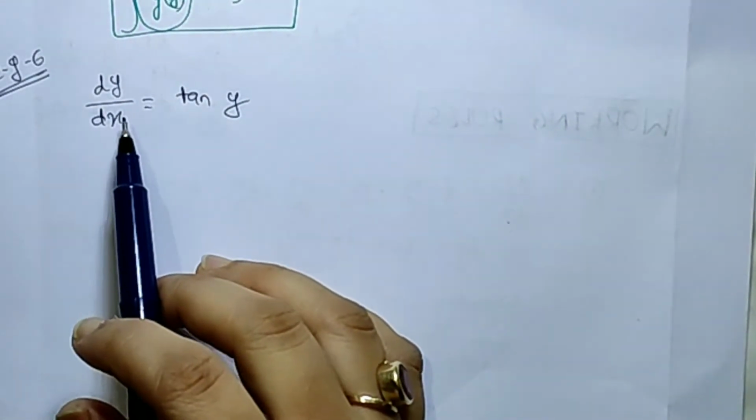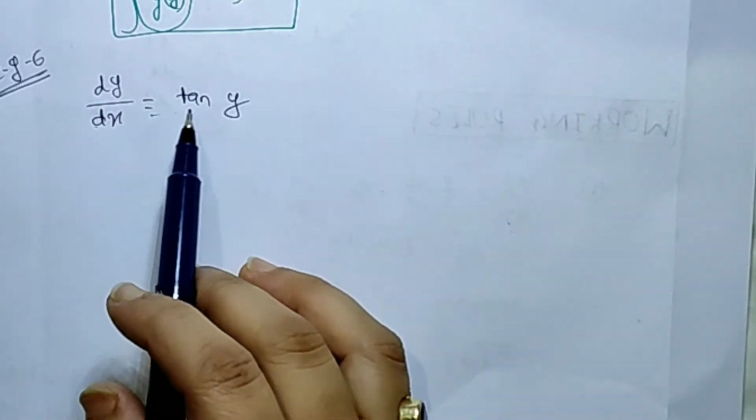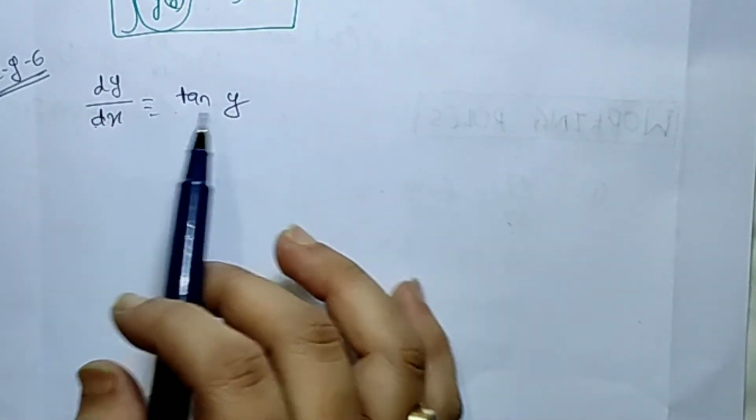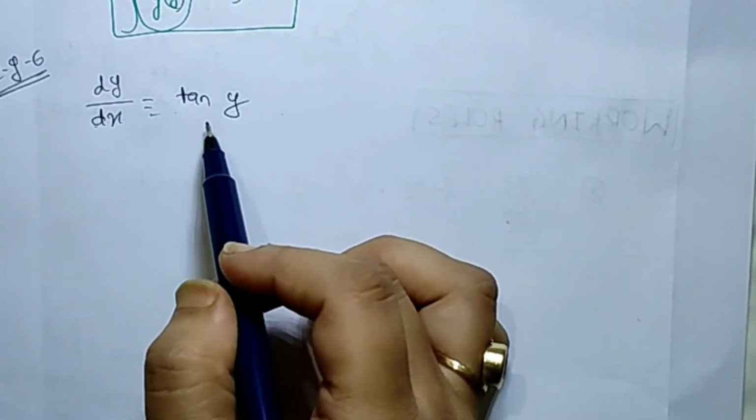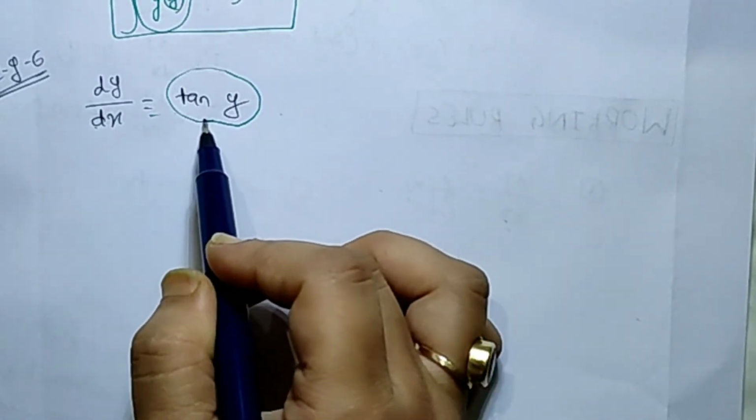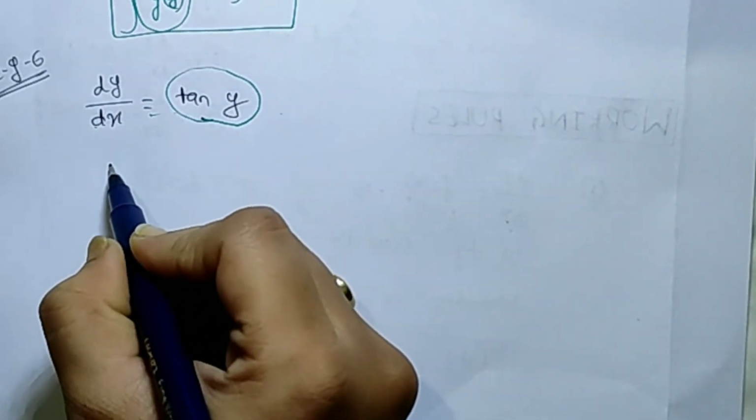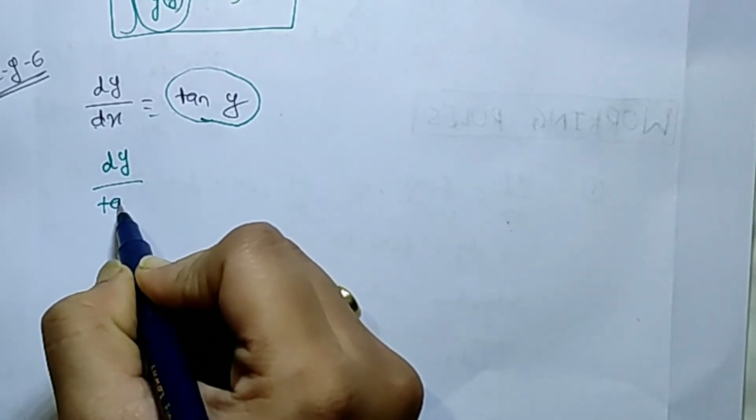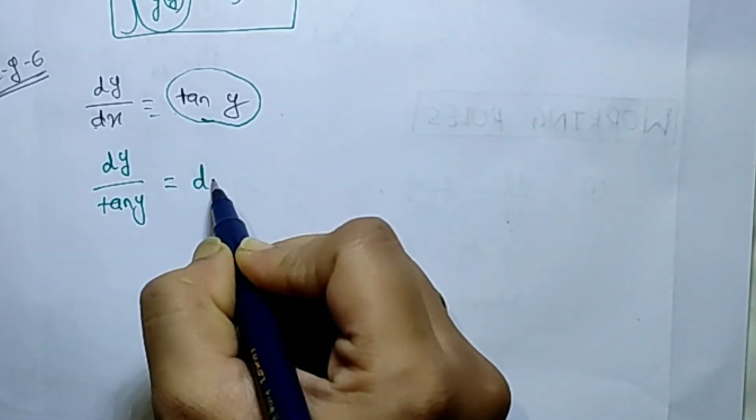Now this is a question. Solve dy by dx is equal to 10y. To solve this question we know the right hand side is a function of y. So what can we do? dy by 10y is equal to dx.